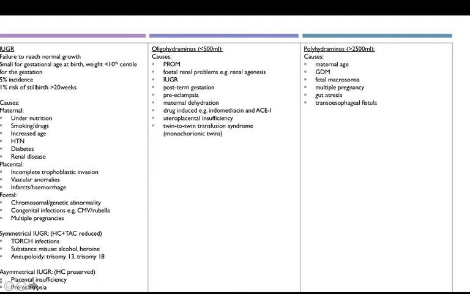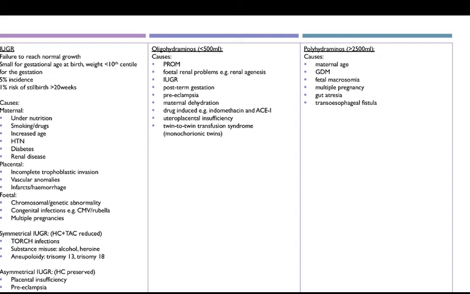So the things that cause symmetrical IUGR are the TORCH infections, like toxoplasmosis, rubella, CMV, and HIV. Substance misuse, so alcohol and heroin, and trisomy 13 and trisomy 18. So these are chromosomal abnormalities.